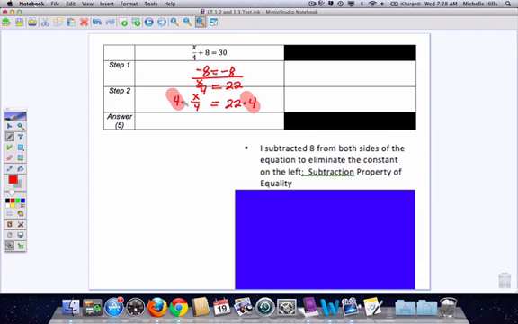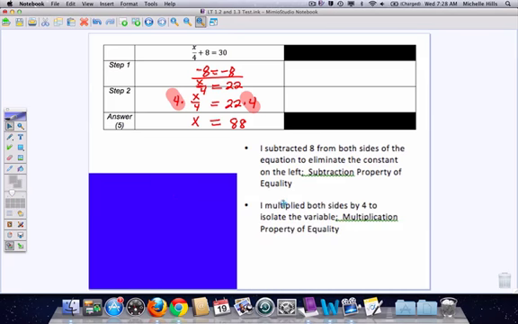Well, if multiplying by 4 undoes dividing by 4, then this side is just x, and then 22 times 4 is 88. So, my justification: I multiplied both sides by 4. Why? To isolate the variable. What allowed me to do that? The multiplication property of equality. So that's Learning Targets 1.2 and 1.3 on the Unit 1 test.